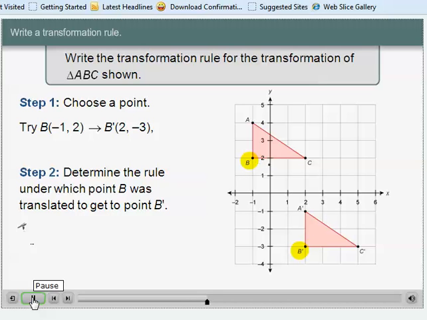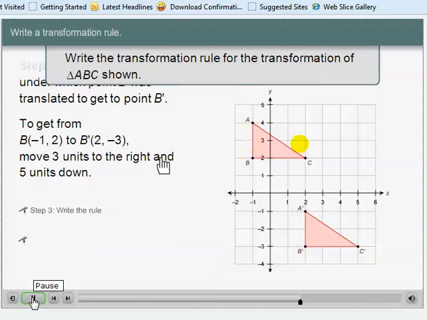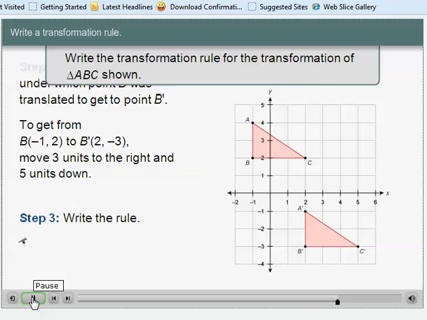Let's take a look at the graph. If we look at the x-coordinates, we need to move 1, 2, 3 points to the right in order to get to B', as well as 1, 2, 3, 4, 5 units down in order to get to that point. So, to get from B, -1, 2, to B', 2, -3, we must move 3 units to the right and 5 units down.